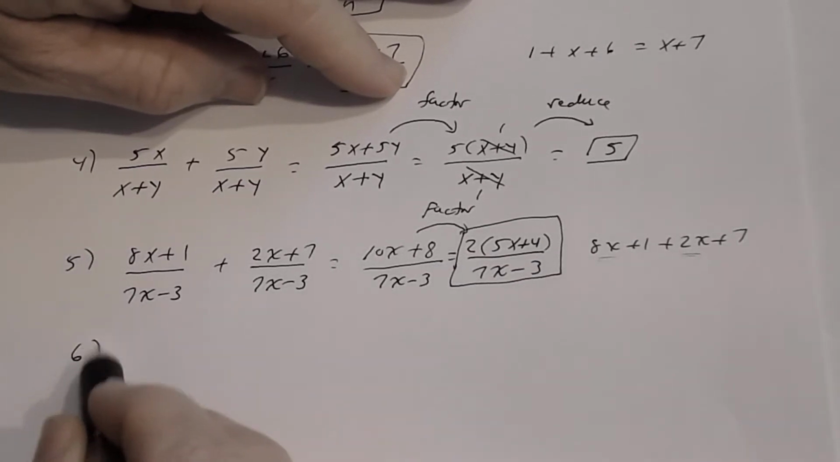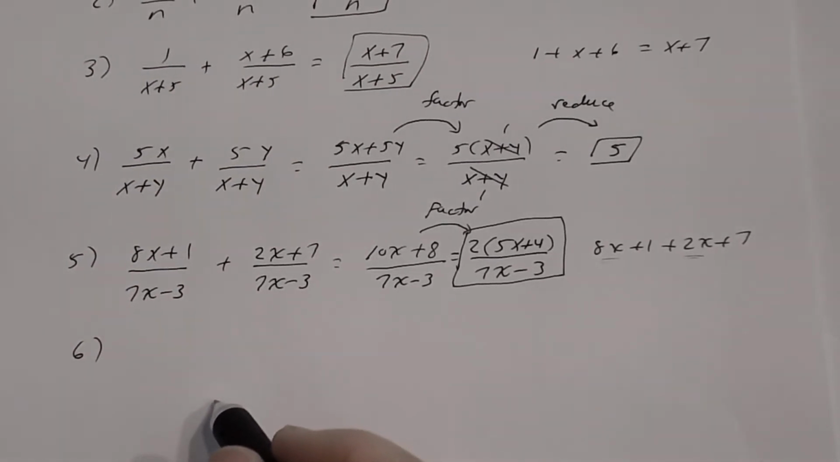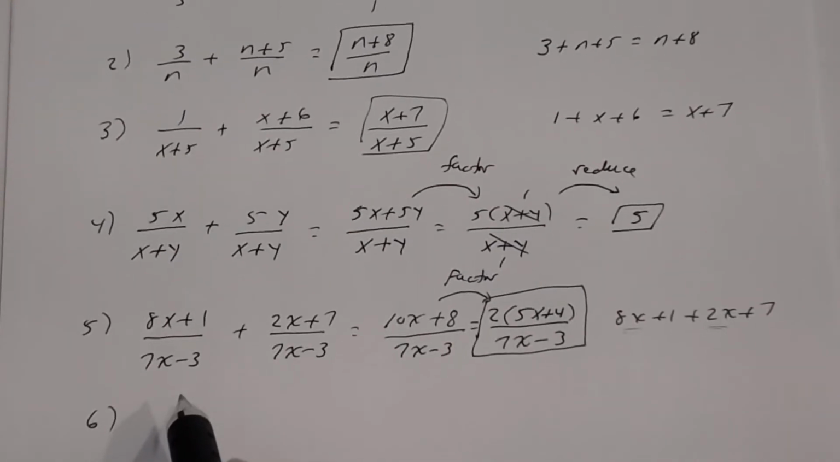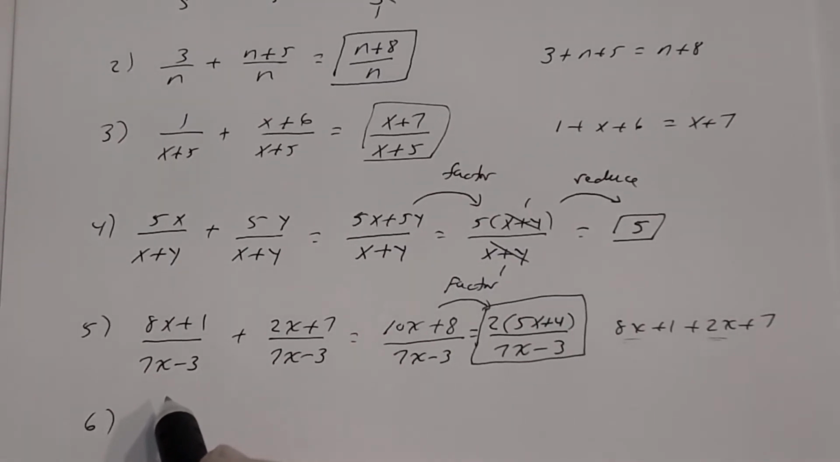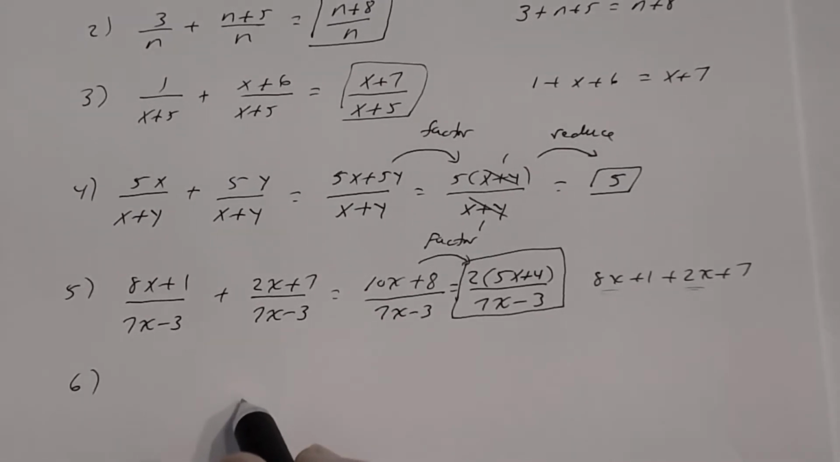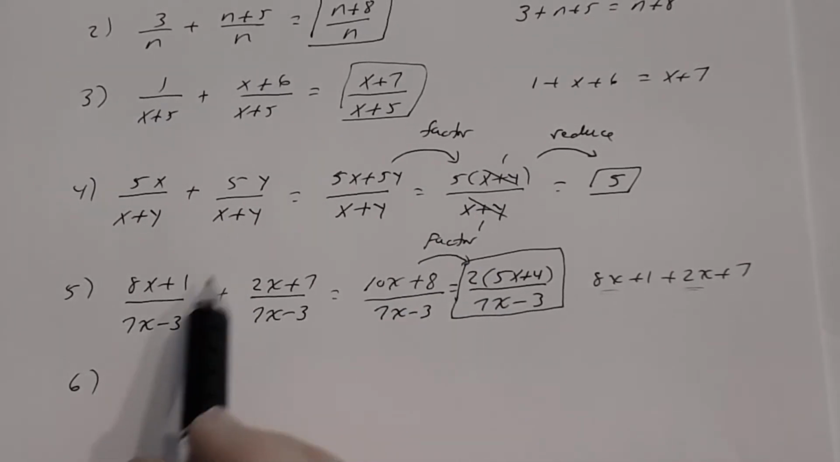All right, number 6. So it's fairly easy. Adding or subtracting rational expressions with the same denominator is fairly easy. So in the next lesson, we look at subtraction. It's the same as adding, the steps and all, except this will be a subtraction symbol.